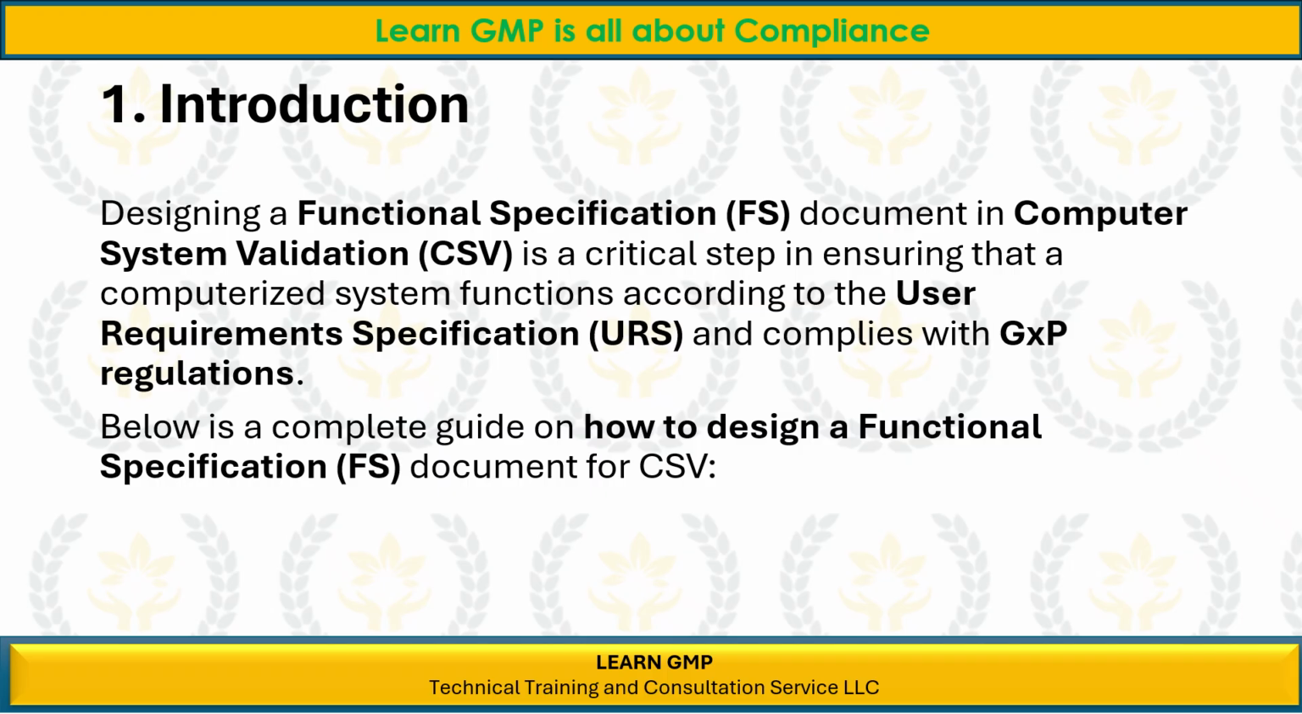Introduction. Designing a functional specification, FS, document in computer system validation, CSV, is a critical step in ensuring that a computerized system functions according to the User Requirements Specification, URS, and complies with GXP regulations. Below is a complete guide on how to design a functional specification document for CSV.